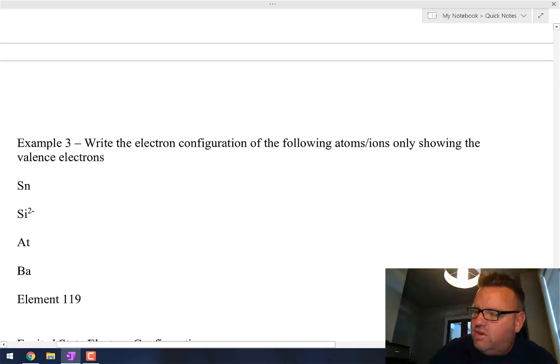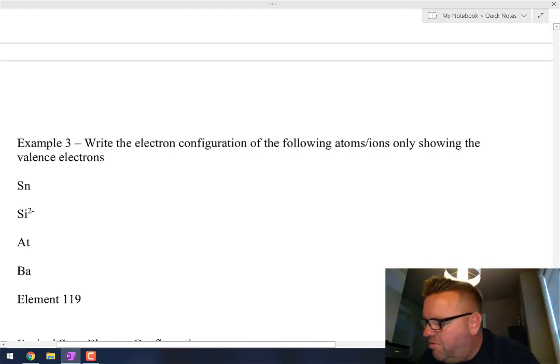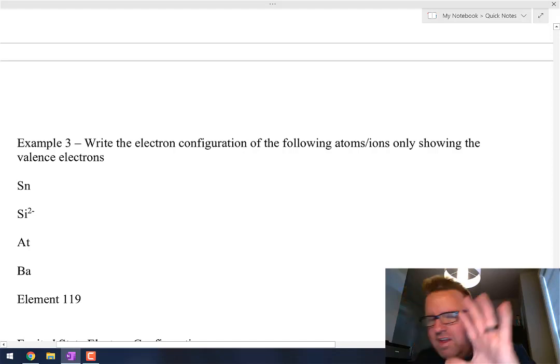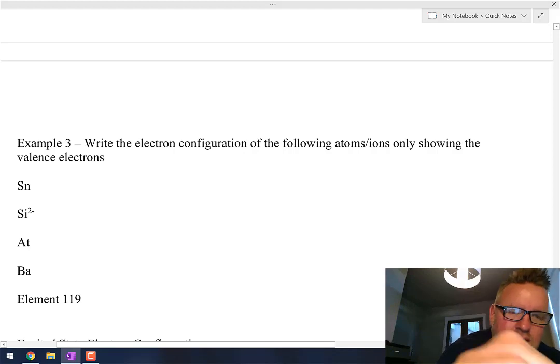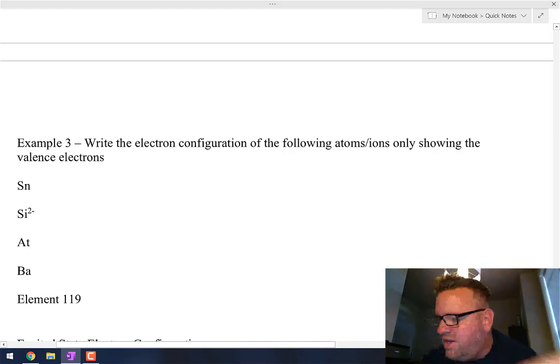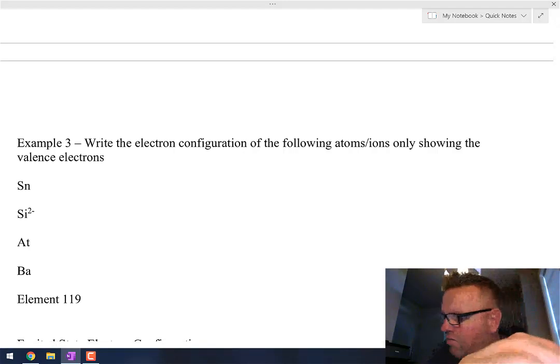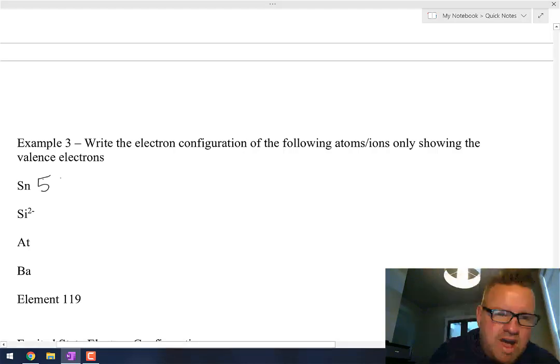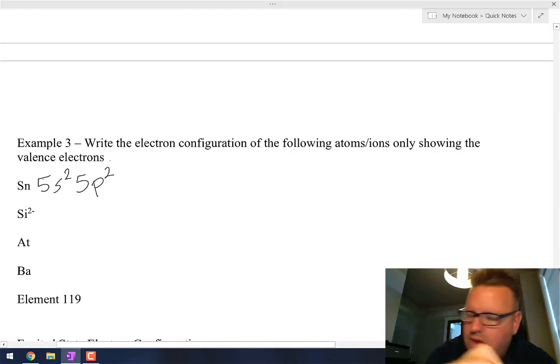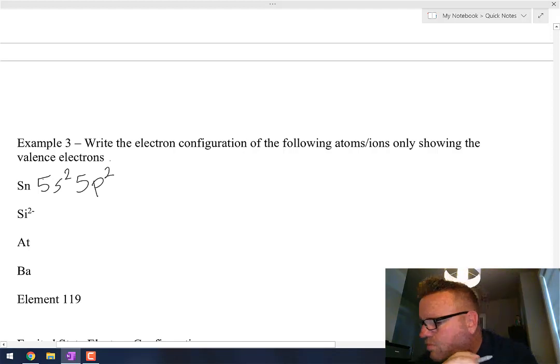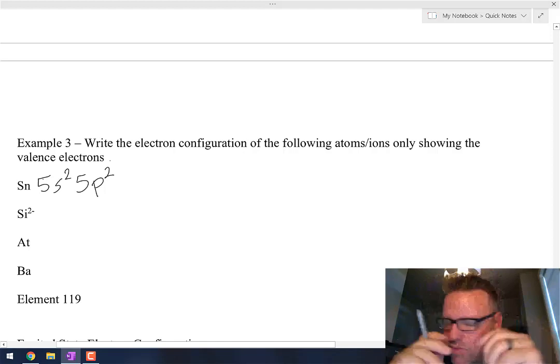So the first thing we have to do is we have to find these elements on the periodic table. So tin is number 50, and it is in the 5th row down, 1, 2, 3, 4, 5. So tin, again, the ending should be 5s2, 4d10, 5p2, but remember, we don't include that D subshell when we're writing the valence electrons. So it's just going to be 5s2 and then 5p also 2. 1, 2, 3, yep, the 5th period, okay?